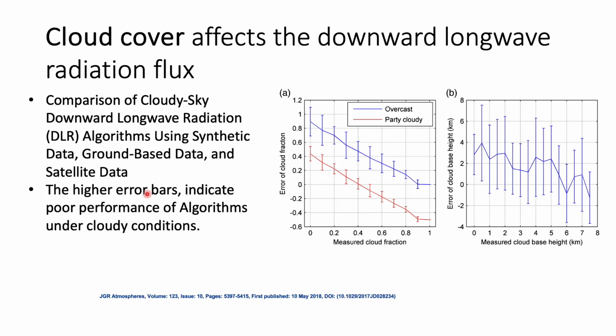From this, if you see, there are bigger error bars. So what do we mean by these bigger error bars? The error bars actually mean there is poor performance of the algorithms under cloudy conditions. So if you look at the partly cloudy sky and the overcast one, and if we measure the cloud base height, the error bars are extremely high here. The higher error bars in this graph indicate that there is a poor performance of algorithms that are used under cloudy conditions.